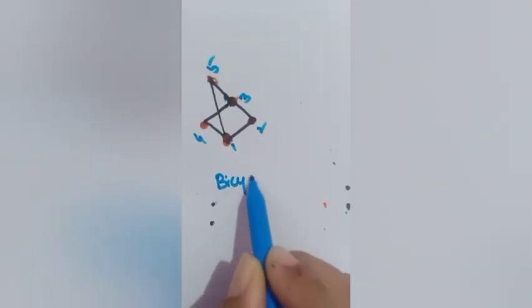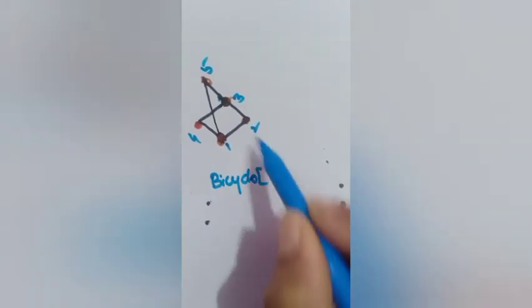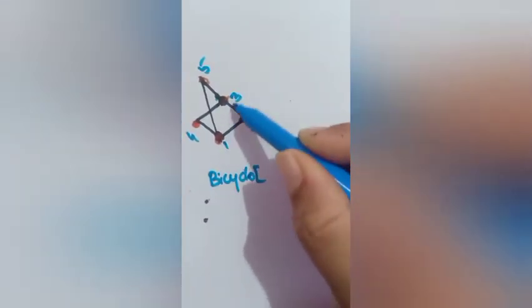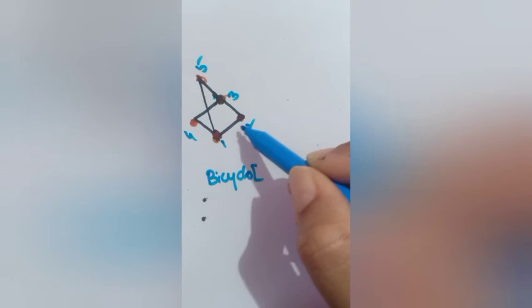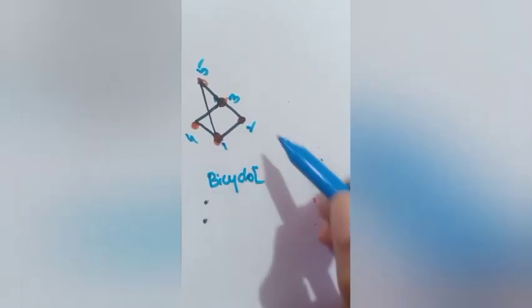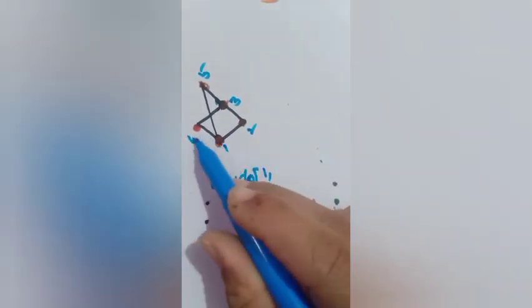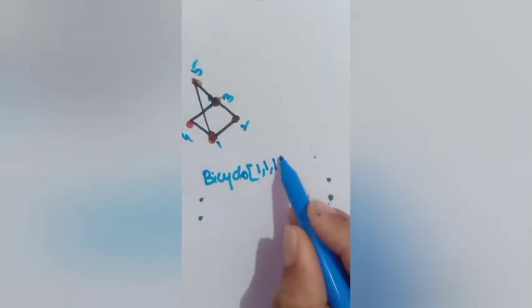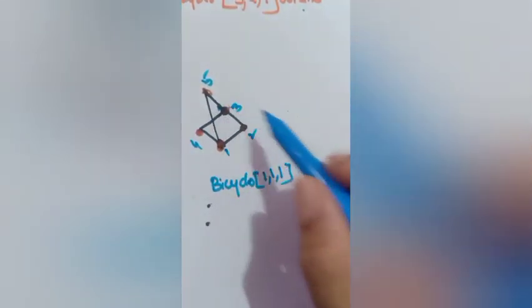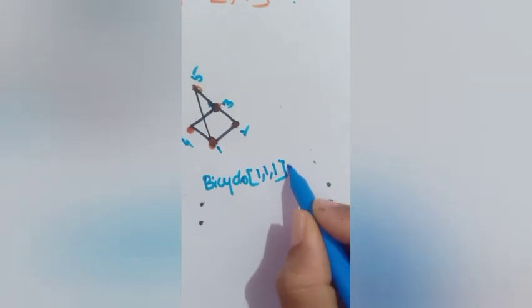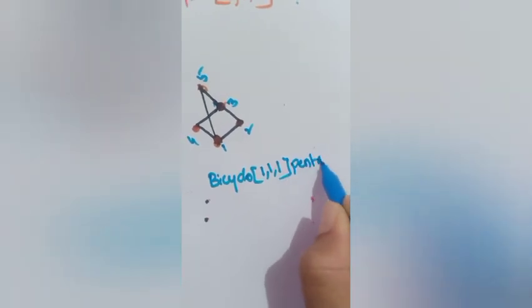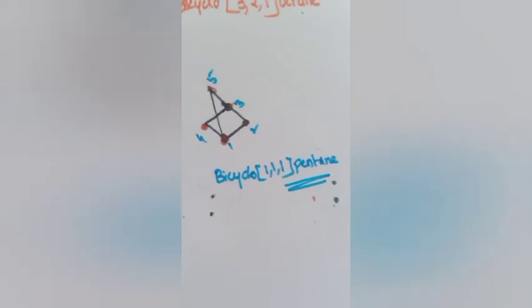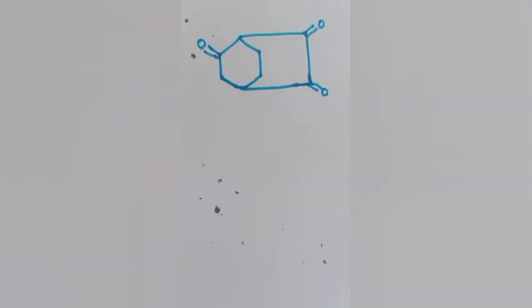First we write bicyclo, then how many carbon atoms are present between these, from the left side and from the right side it is only 1, and here 1, and the topmost is 1. The total number of carbon atoms is 5, so pentane. This is a simple example.